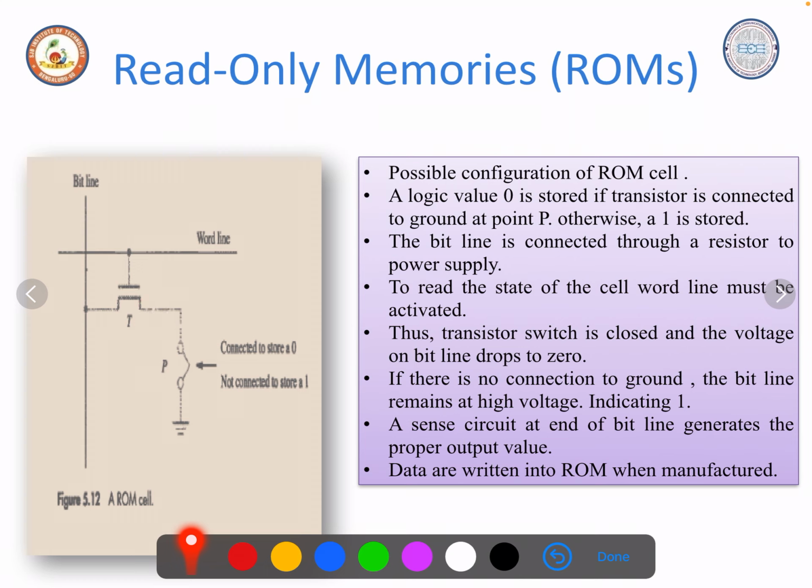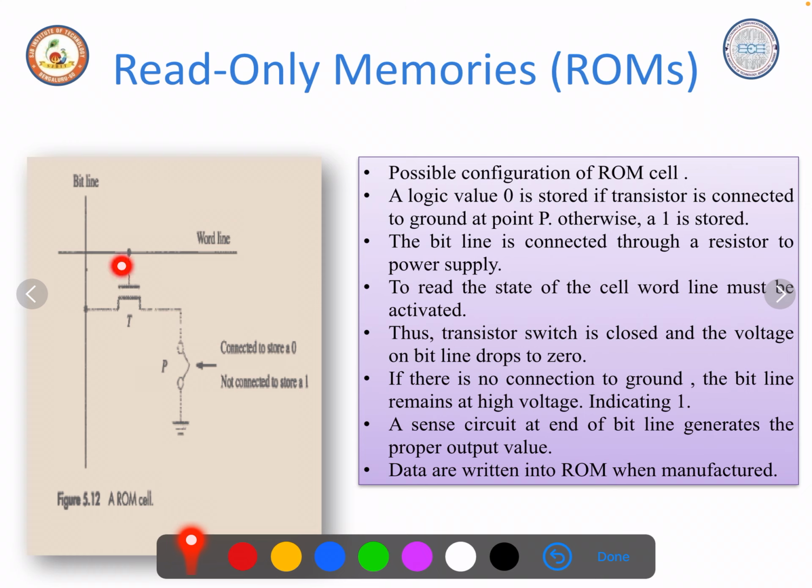Logic value 0 is stored if the transistor is connected to the ground point. Otherwise, it will store the data as 1. The bit line is connected through a resistor to the power supply. To read the state of the cell, I need to make the word line active. Only if this word line is active can I read the data.